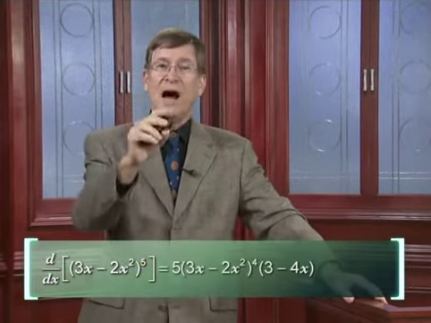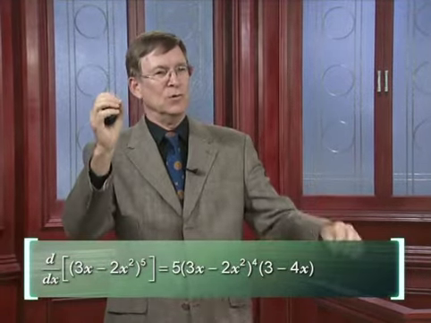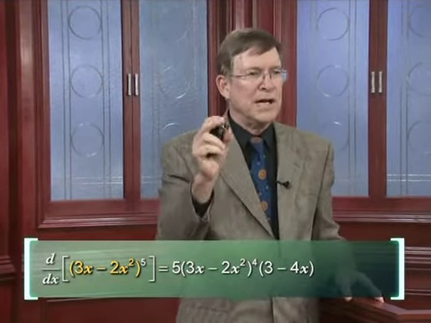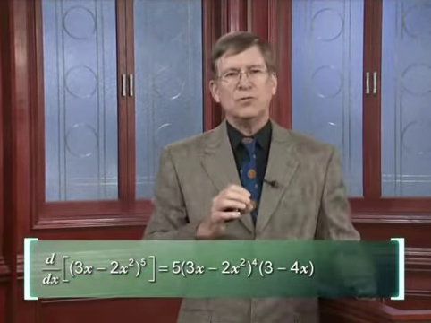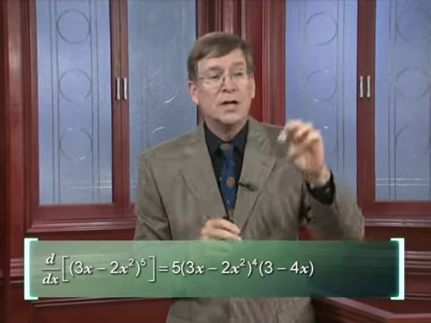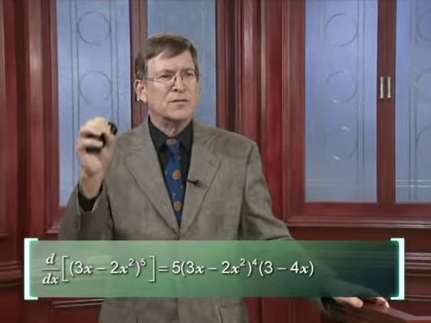Let's look at, say, 3x minus 2x squared, all to the 5th power, and let's find the derivative. So the inside function is 3x minus 2x squared, and then we're taking that thing to the 5th power. What's the derivative? Well, it's 5 times that thing to the 4th power. That's like the normal power rule. And then you've got to multiply it by the derivative of that inside function, 3x minus 2x squared. So it's 5 times 3x minus 2x squared to the 4th power times the derivative, 3 minus 4x.